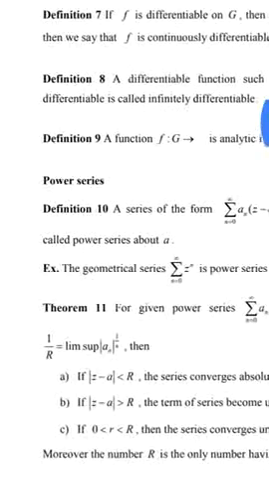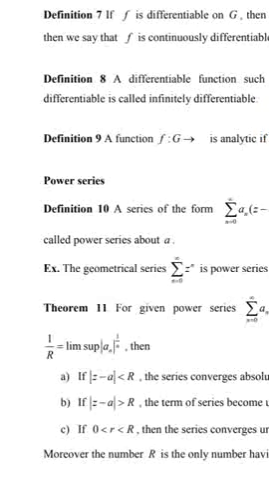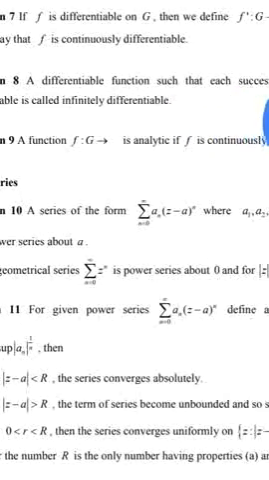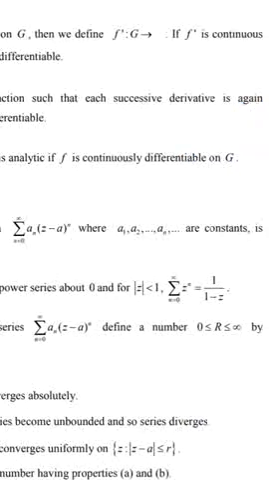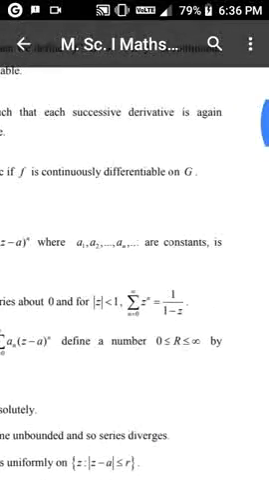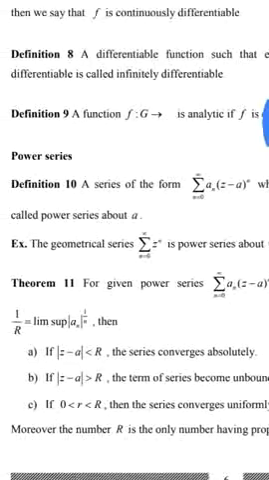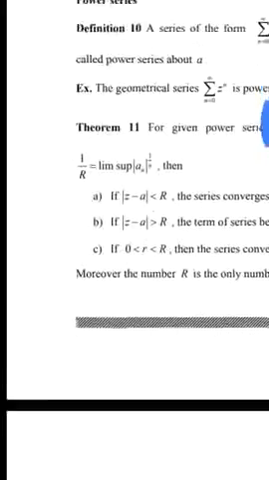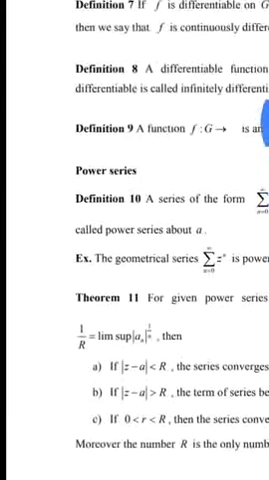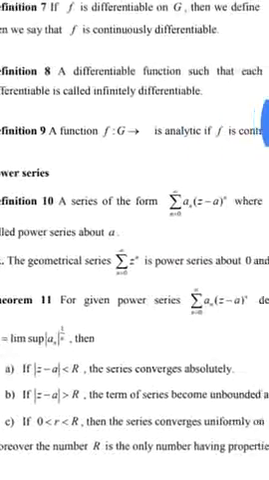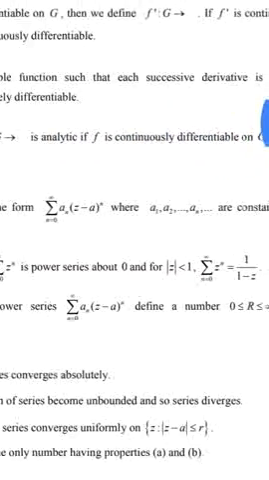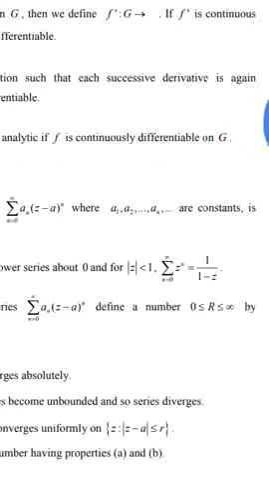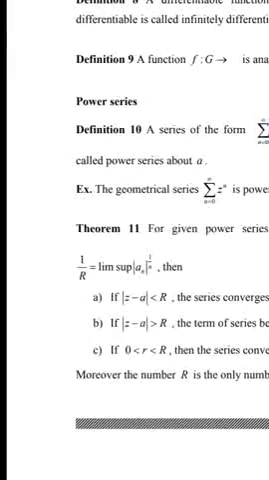then we say that f is continuously differentiable. A definition now see here. A differentiable function so that each successive derivative is again differentiable is called infinitely differentiable. Definition. A function f from G to R is analytic if f is continuously differentiable on G.